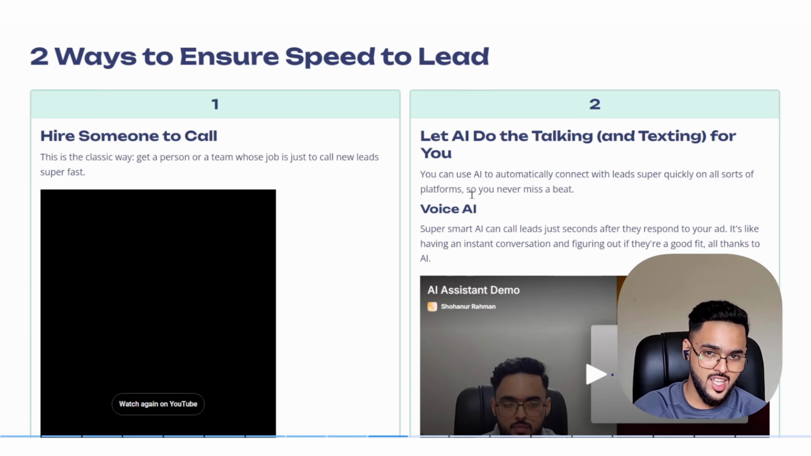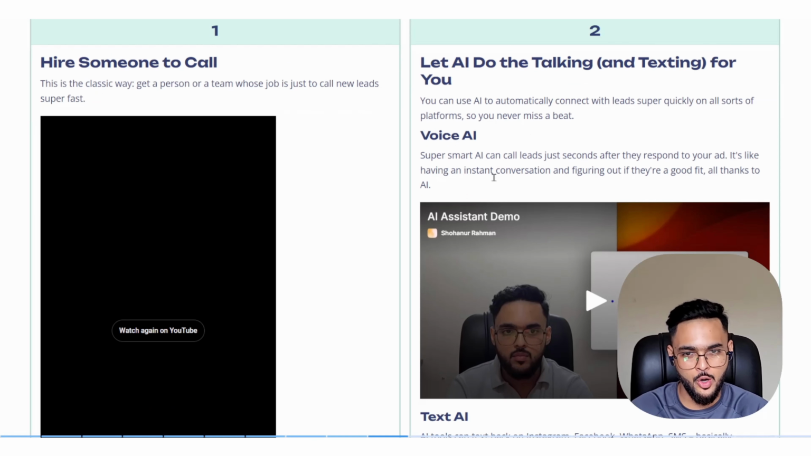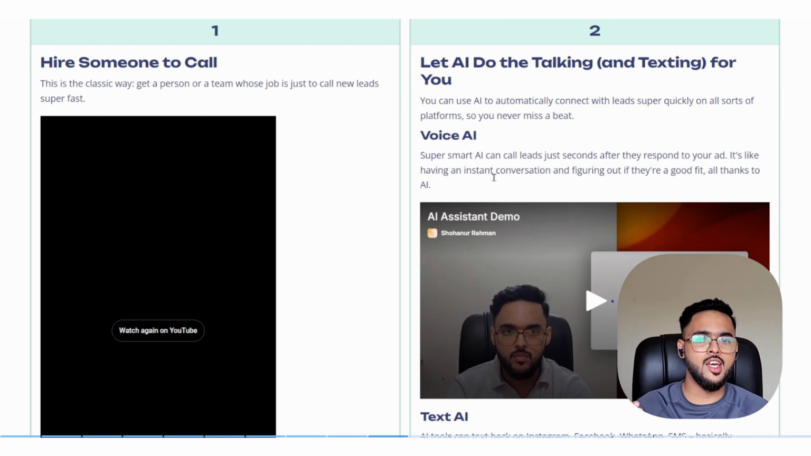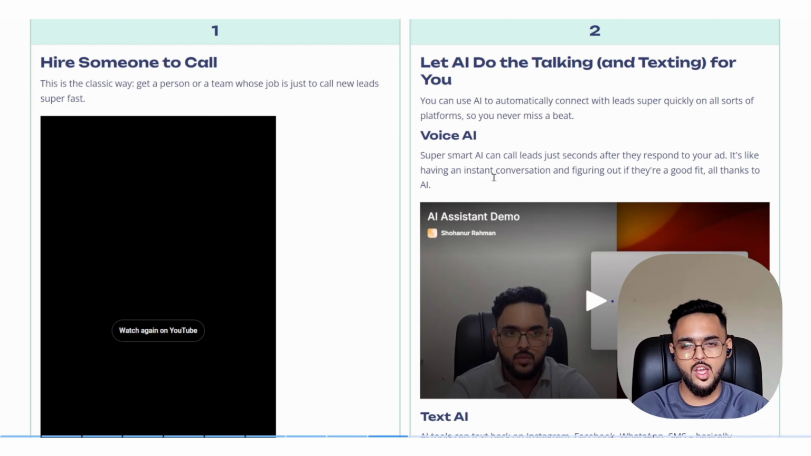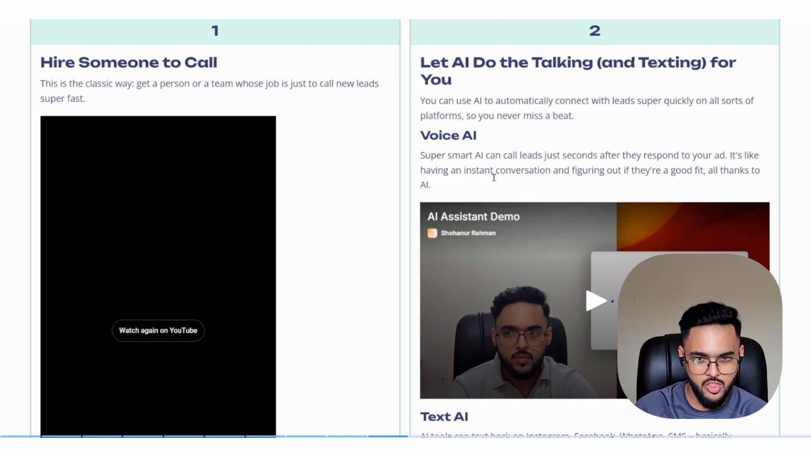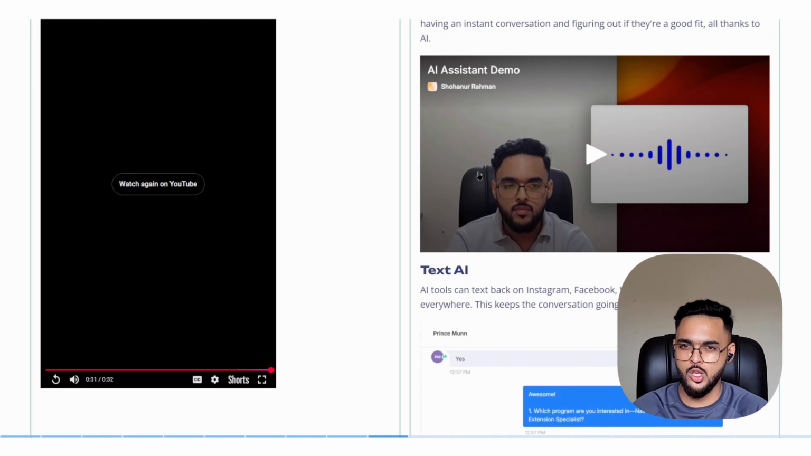Or the second way, which is the way we do it, is to have the AI do the talking and texting for you. So you can use AI to automatically connect with leads super quickly on all platforms. You can have the AI call the leads and you can have the AI text the leads. Ideally, you would be doing both.